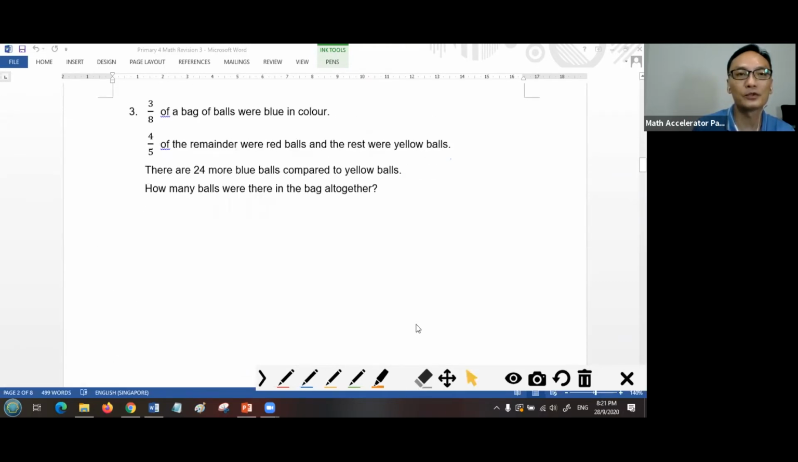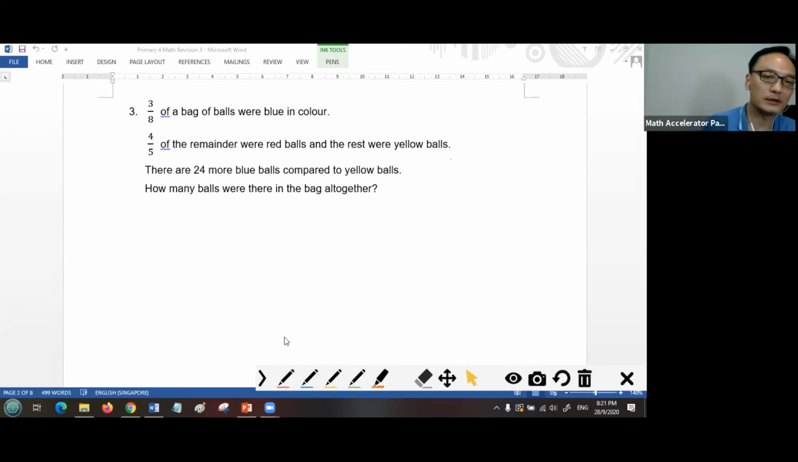So this is the next question. Let me read the question first, and later we underline some of the key information. 3/8 of a bag of balls were blue in color. 4/5 of the remainder were red balls and the rest were yellow balls. There are 24 more blue balls compared to yellow balls. How many balls were there in the bag altogether?